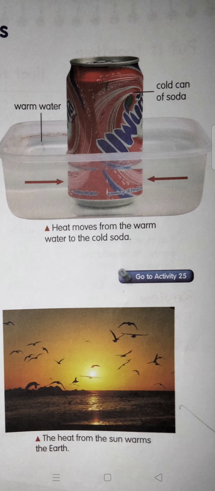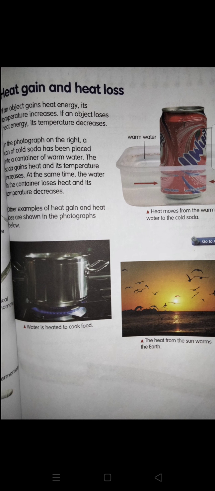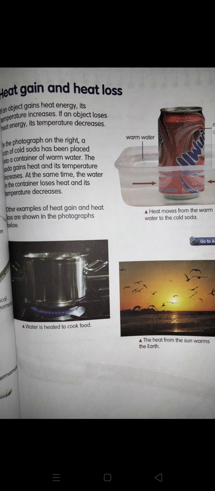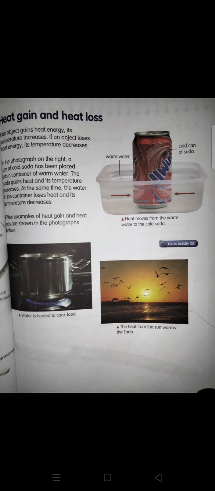Heat moves from the warm water to the cold soda. Other examples of heat gain and heat loss are shown in the photographs, like water is heated to cook food, and the sun warms the earth. So in this photograph on the right, you place the can of cold soda in the warm water, so that's why the soda gains heat and its temperature increases, and at the same time the water in the container loses heat and its temperature decreases.